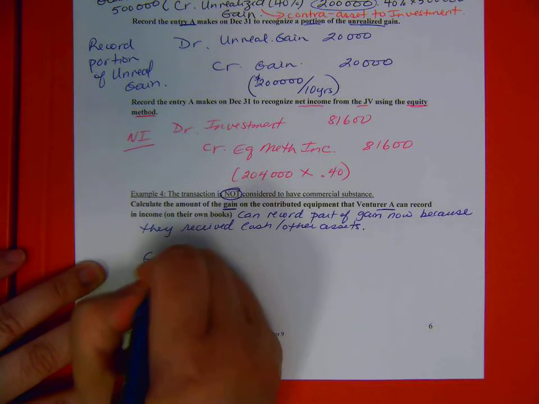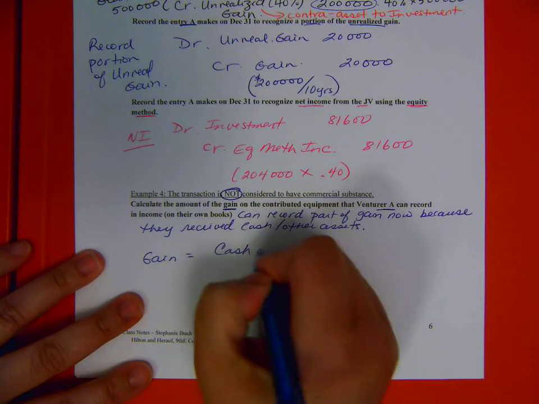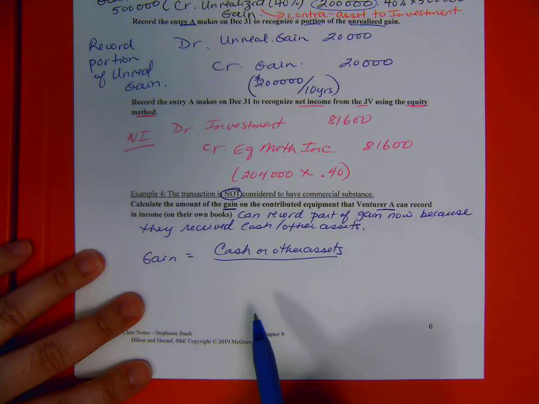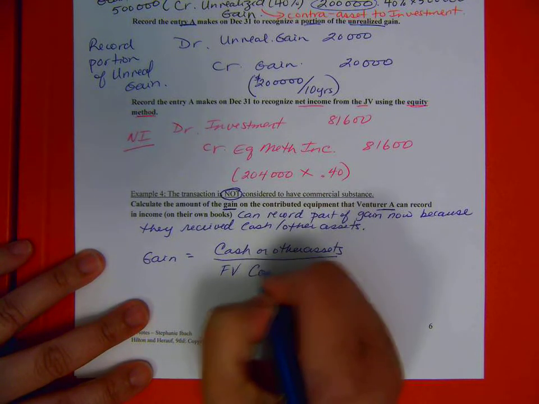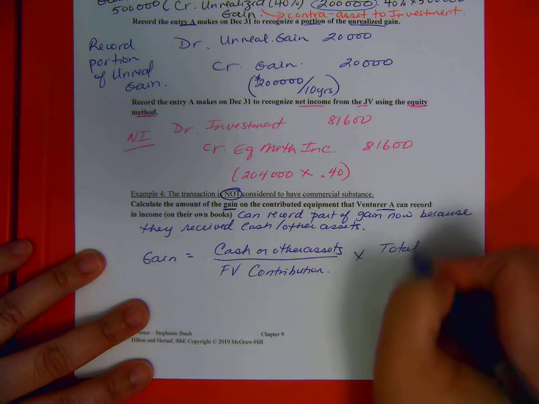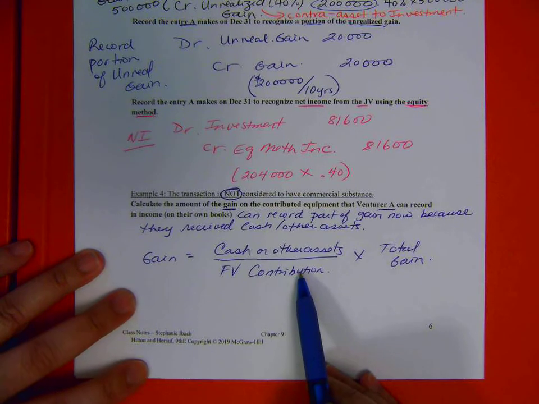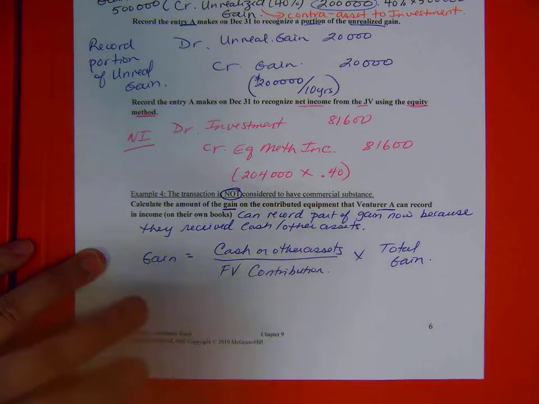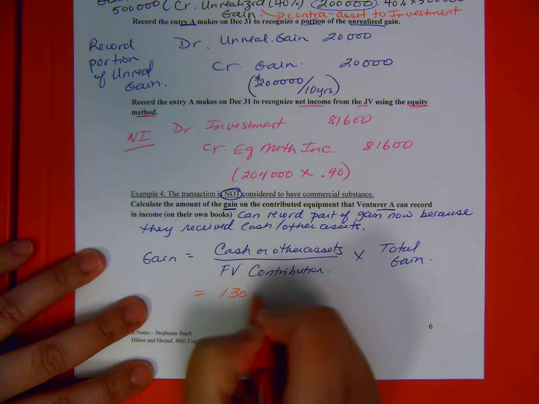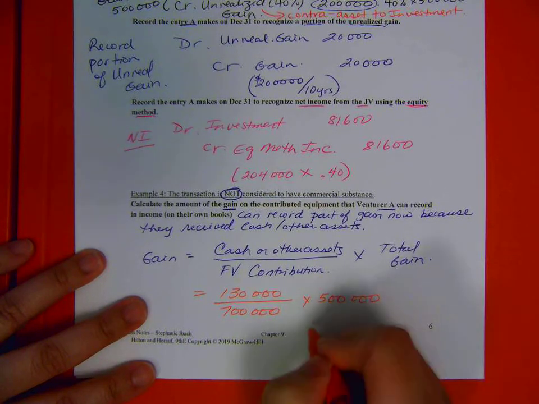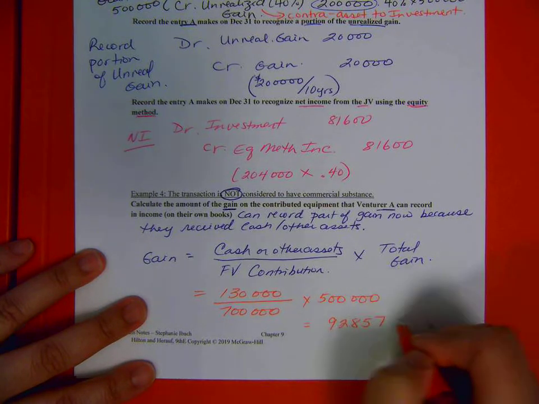So the amount of the gain is going to be this handy little formula. Cash or other assets, and we're going to take it as the proportion of the fair value of the contribution. So that's going to give us a percent, and we're going to times that by the total gain. So the percent of the gain we can record now when there's no commercial substance is based on how much cash we got over the whole transaction, basically. So in this case, we got 130,000 of cash over 700,000 of the contribution, the fair value, times 500,000 total gain. So we can recognize 92,857 now.